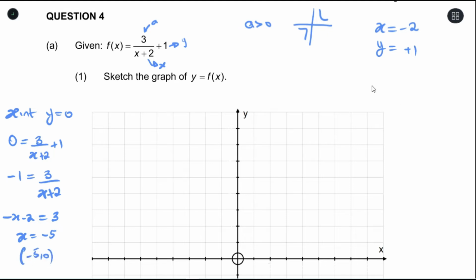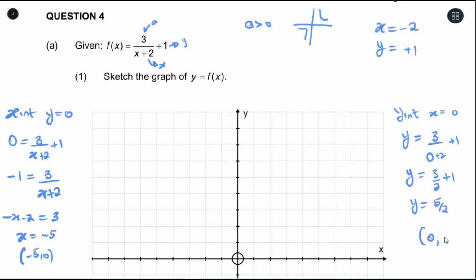Okay, now we also need to get our y-intercept. Okay, so our y-intercept looks like this. x is equals to 0. So therefore, this would be y is equals to 3 over 0 plus 2 plus 1. So I have 3 over 2 plus 1, which is 5 over 2. So the coordinate will be 0 and 2.5. We have our asymptotes, we have our intercepts. Now with that, we can sketch our graph.